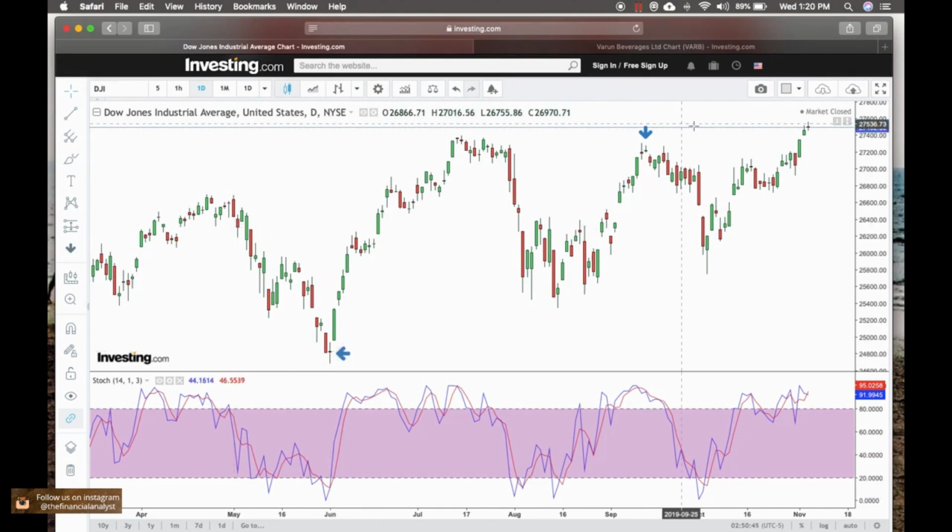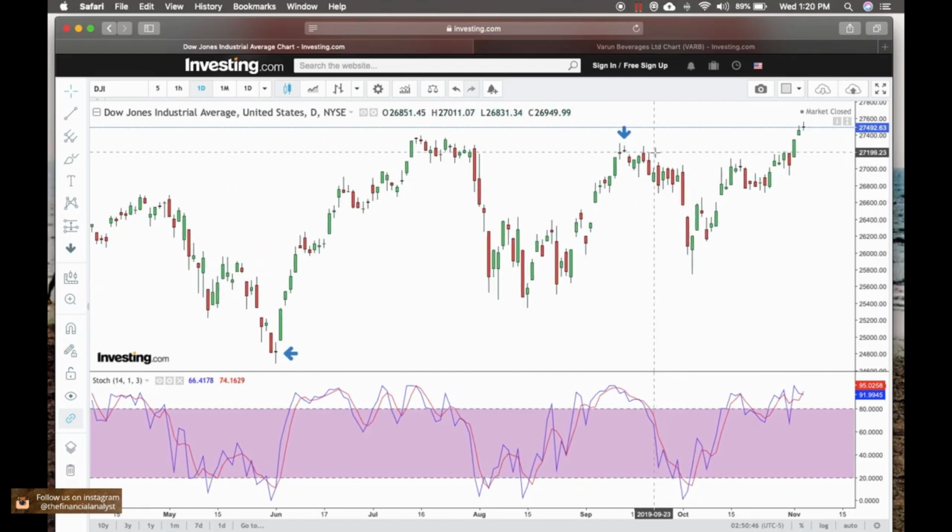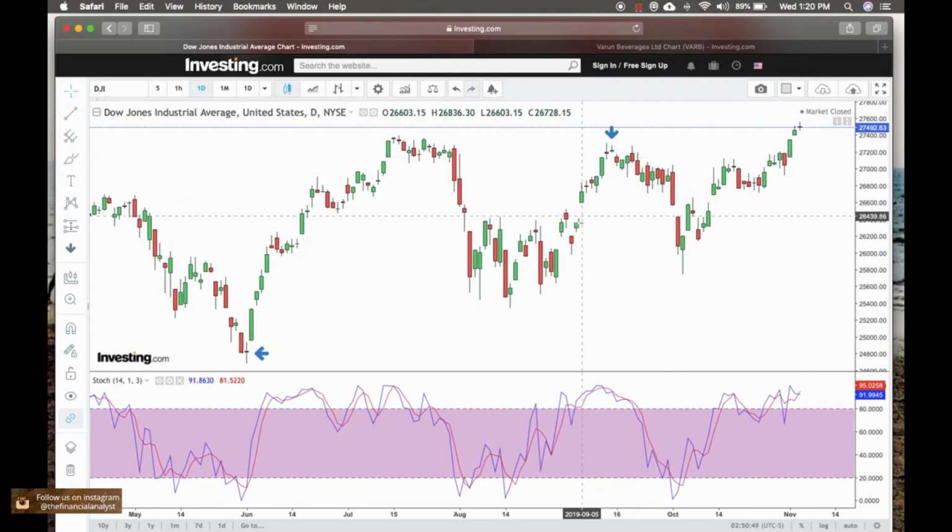Next up, we have a gravestone doji. If you look over here, we had a very good uptrend, and at the end of the uptrend, we saw a gravestone doji showing us that the bulls were in control, but at the end, the sellers pushed down the prices. And now we also had a stochastic overbought signal showing us that the prices were going to fall, and the prices started making new lows.